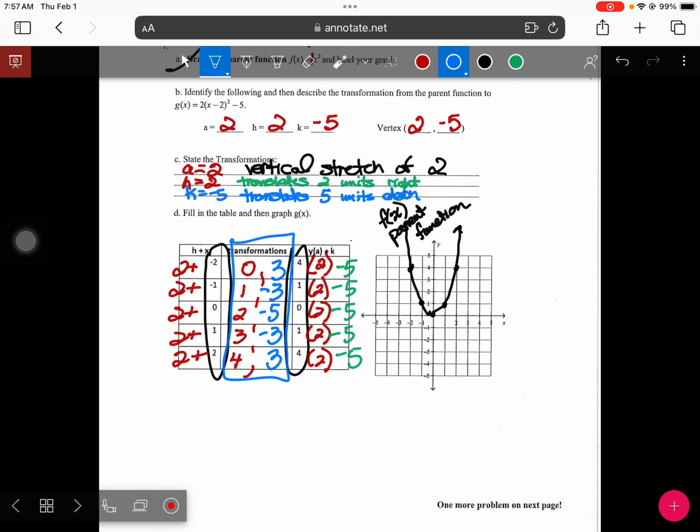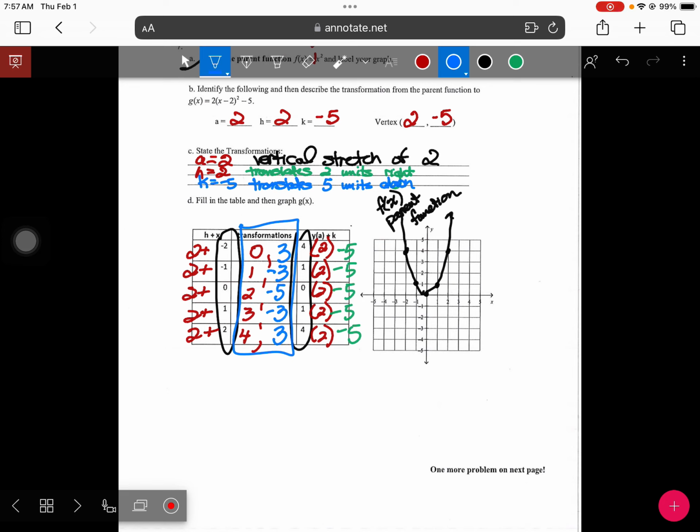Sabron, come on. You got all this? Good. Great. I'm glad to hear that. 0, 3. Check my points. I didn't do very well the last time. 1, negative 3. 2, negative 5. 3, negative 3. And 4, 3. Boom, bada bing. There it is, ladies and gentlemen, our new parabola, and yes, we should label it g of x.